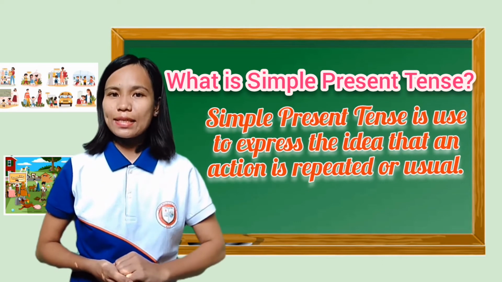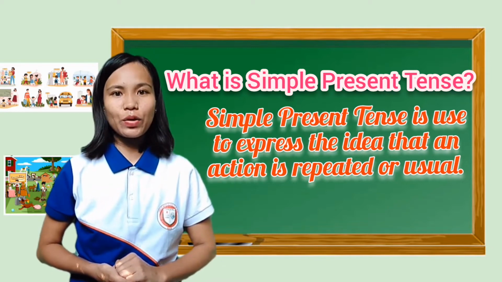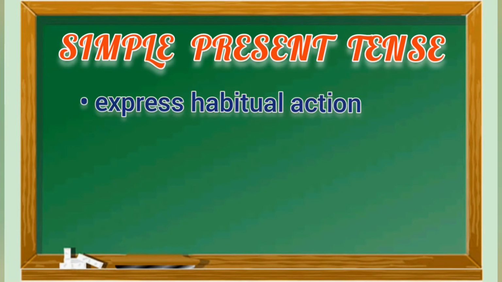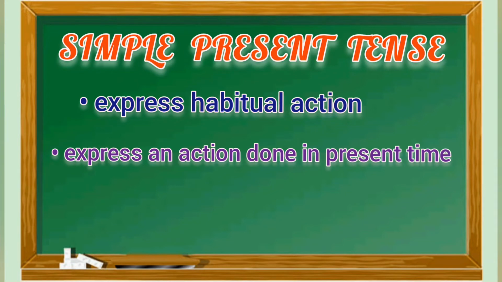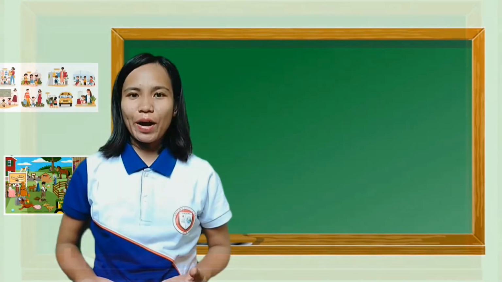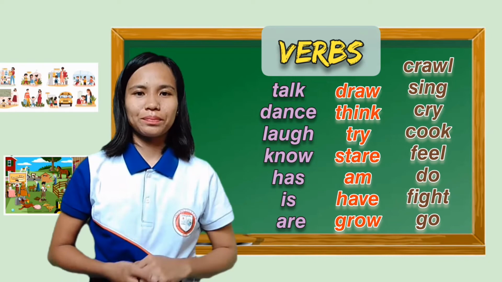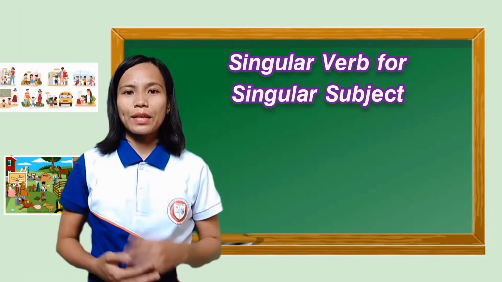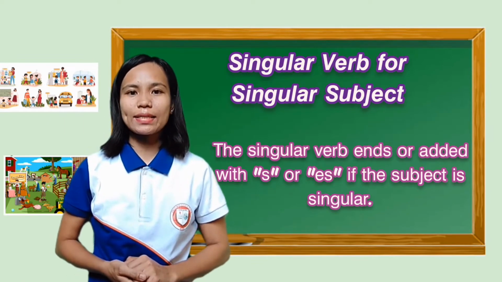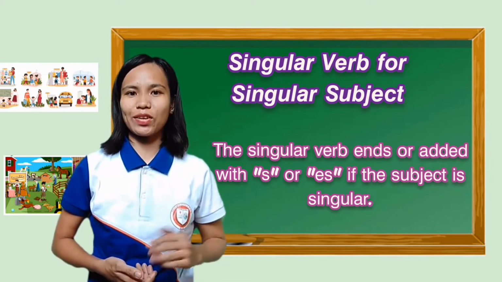Simple present tense is used to express the idea that an action is repeated or usual. It expresses a habitual action, an action done in present time, and a general truth. Now, here are some examples of verbs. The verb ends with s or es if the subject is singular, and this verb is also singular.